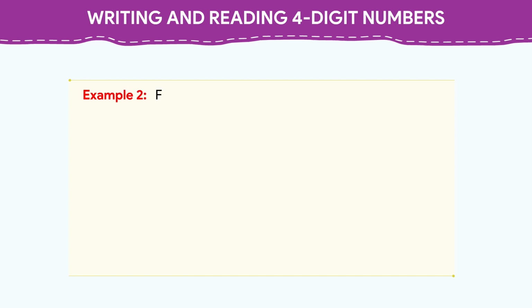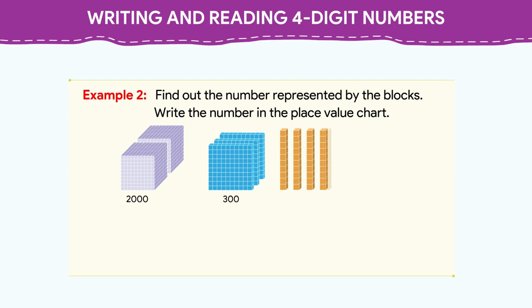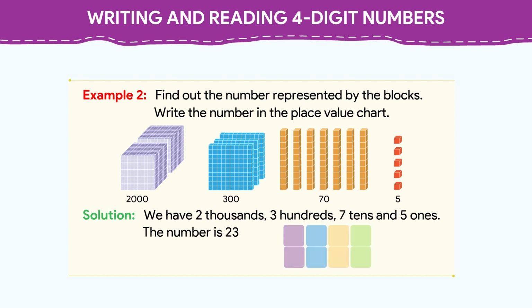Example 2. Find out the number represented by the blocks. Write the number in the place value chart. 2000, 300, 70, 5. Solution. We have 2 thousands, 3 hundreds, 7 tens and 5 ones. The number is 2375.